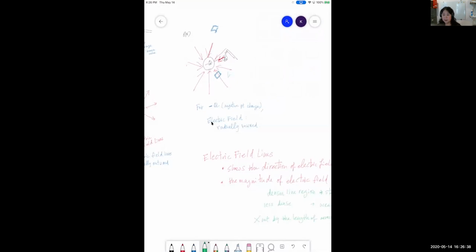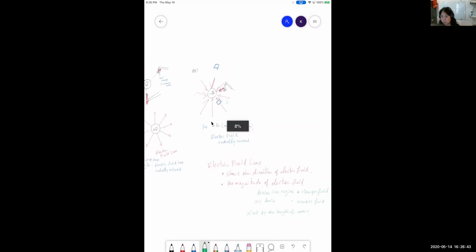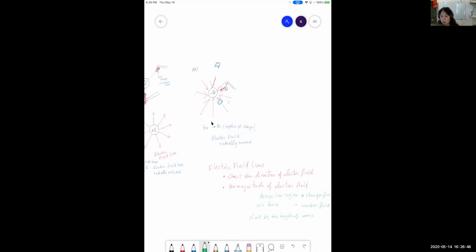And here I mentioned that electric field lines show the direction of electric field. So the arrowhead is the direction of electric field. If it's a positive point charge, it comes outward. And if it's a negative, it comes inward. And magnitude of electric field is by the number of field lines passing through per unit area. So if you have a sheet, a piece of paper, a sheet this size, then how many lines are penetrating through per area.